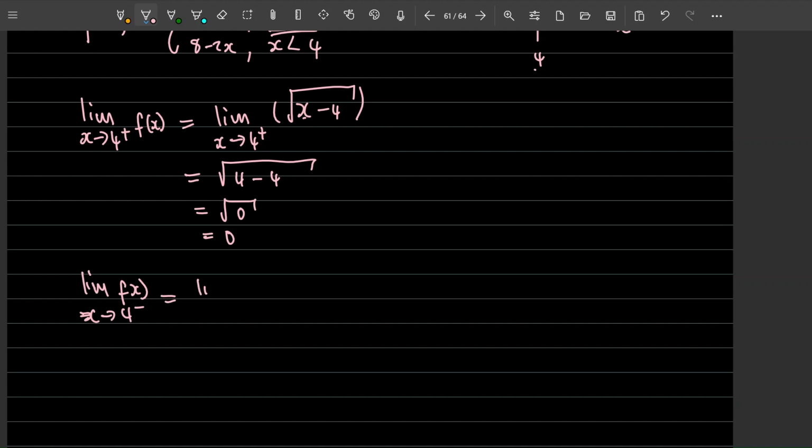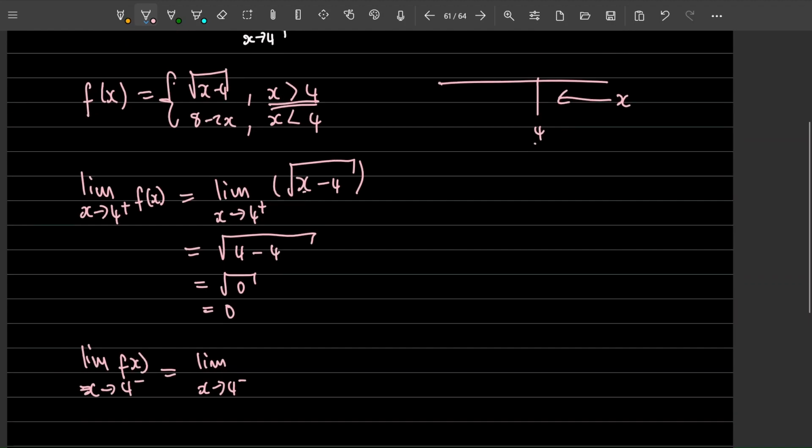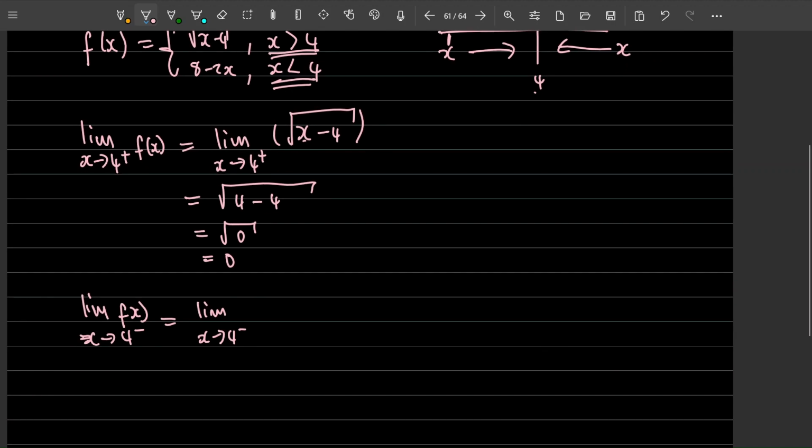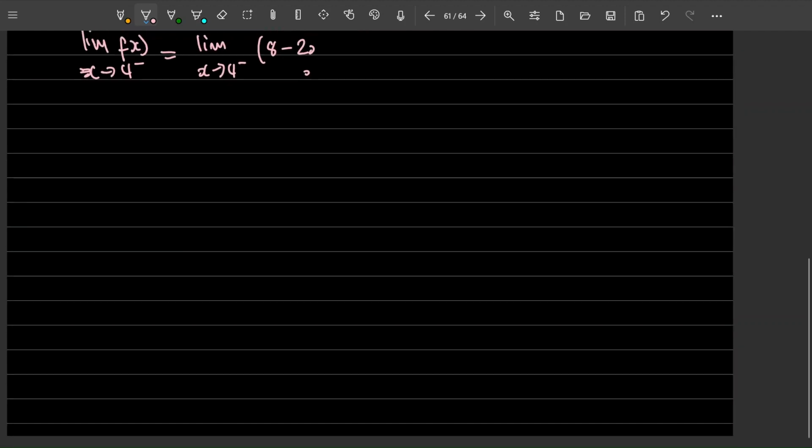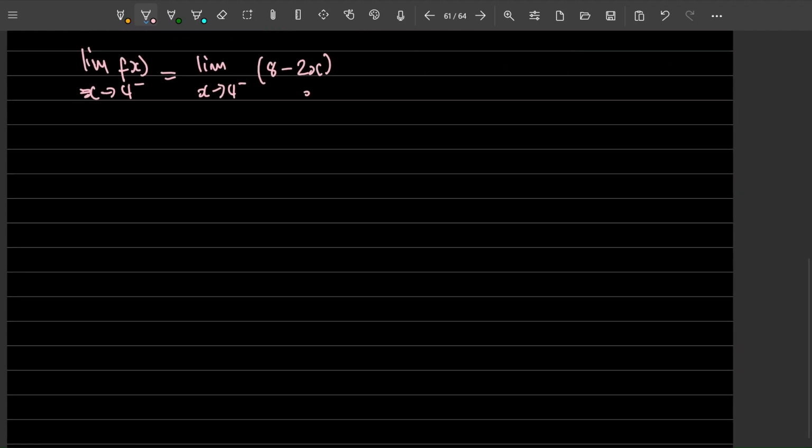This is equal to the limit as x approaches 4 from the left of, what is our f of x? We use x less than 4 because we are coming from the left, and we're going towards 4. So it's going to be 8 minus 2x. I mean, it will be the limit of 8 minus 2x, like that. And then what do we get in this case?